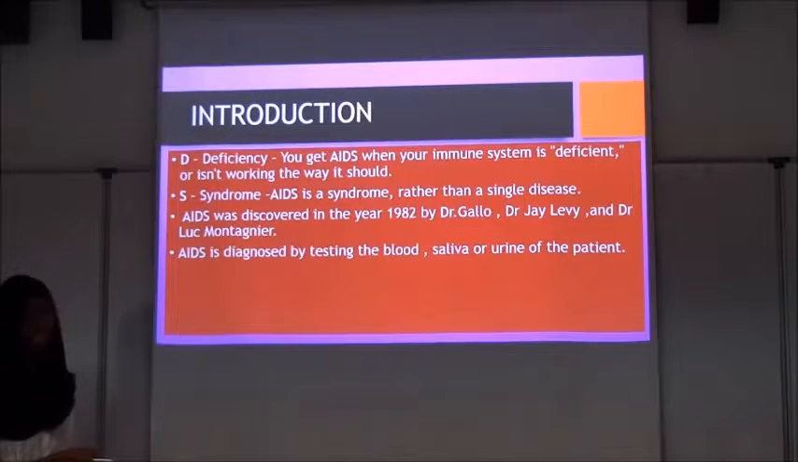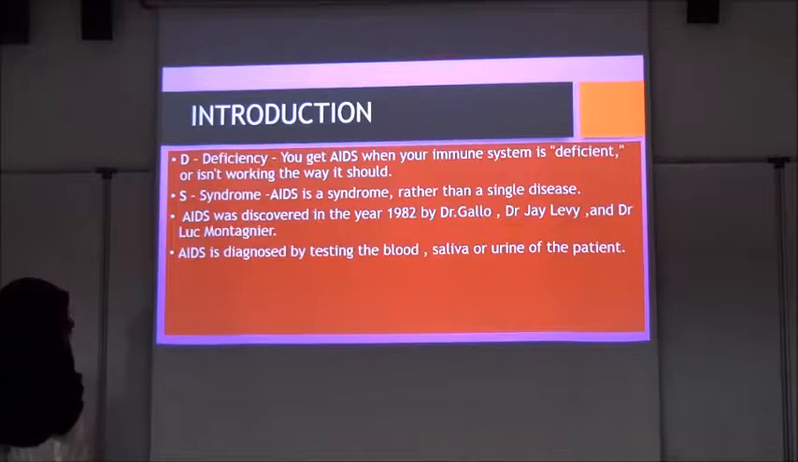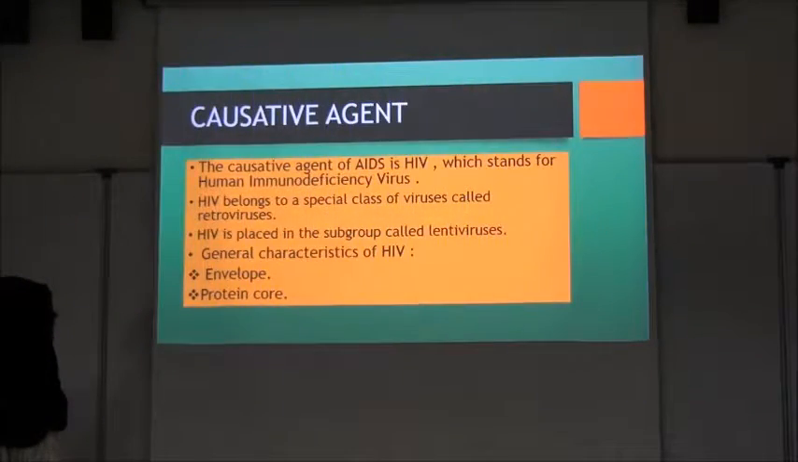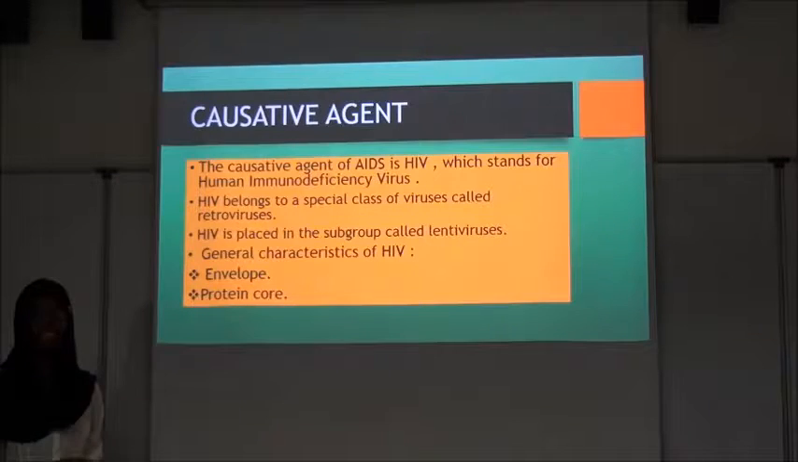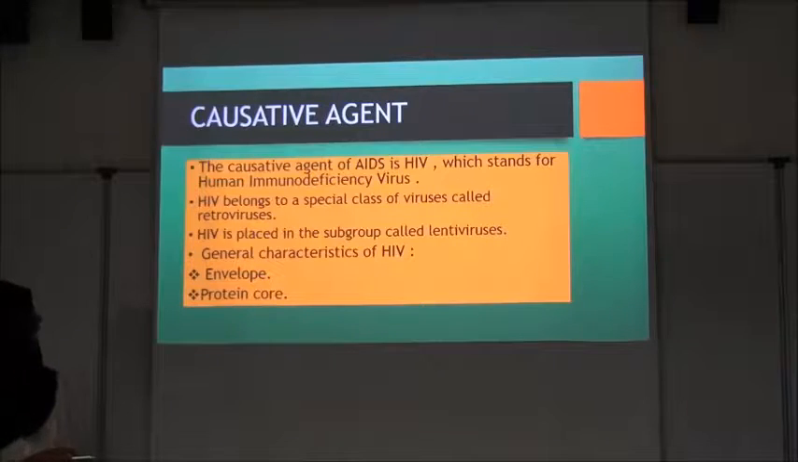It is diagnosed by testing the blood, saliva, or urine of the patient. This is done to test for the presence of antibodies produced against HIV. And this is for the causative agent of AIDS, which is known as HIV. It stands for Human Immunodeficiency Virus. HIV belongs to a special class of viruses called retroviruses.